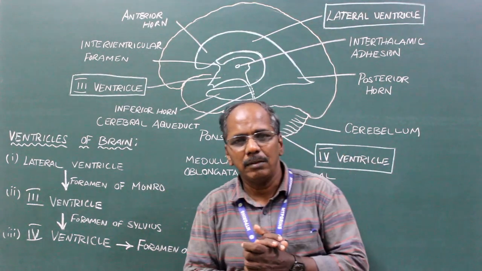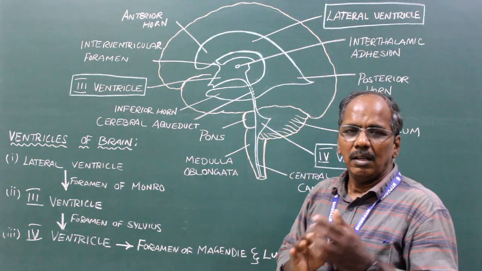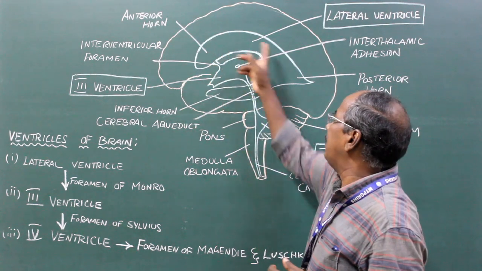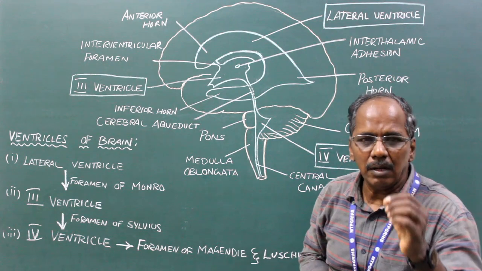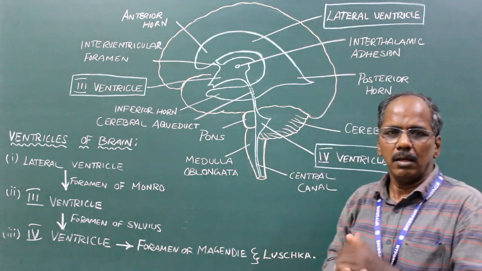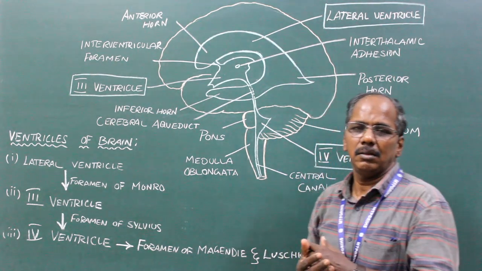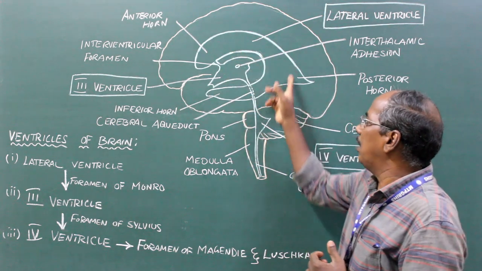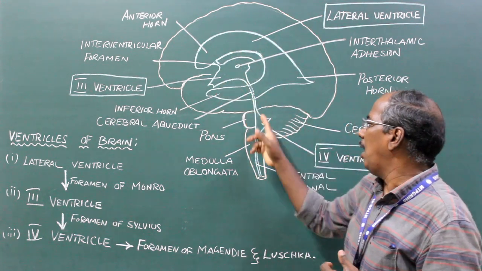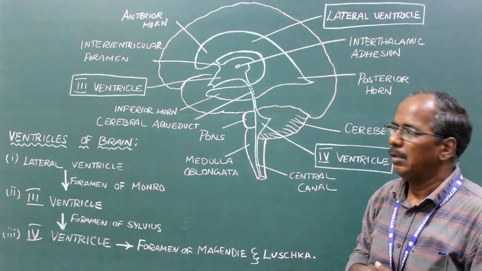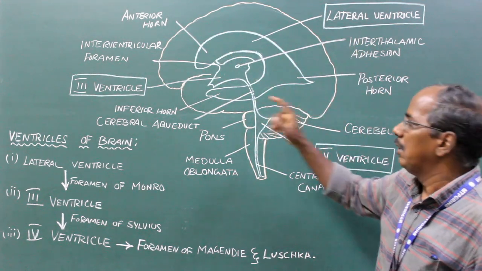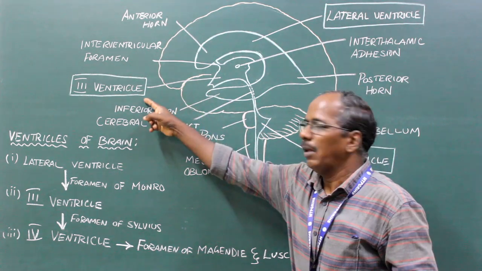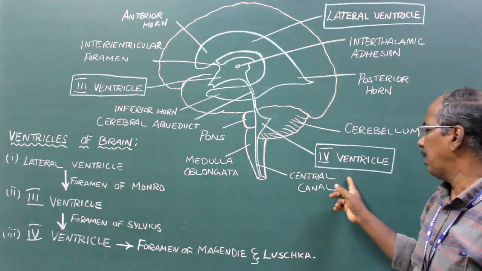Ventricles of the brain. Ventricles are the cavities in the brain filled with cerebrospinal fluid. There are 4 ventricles: 2 lateral ventricles, 3rd ventricle and 4th ventricle.